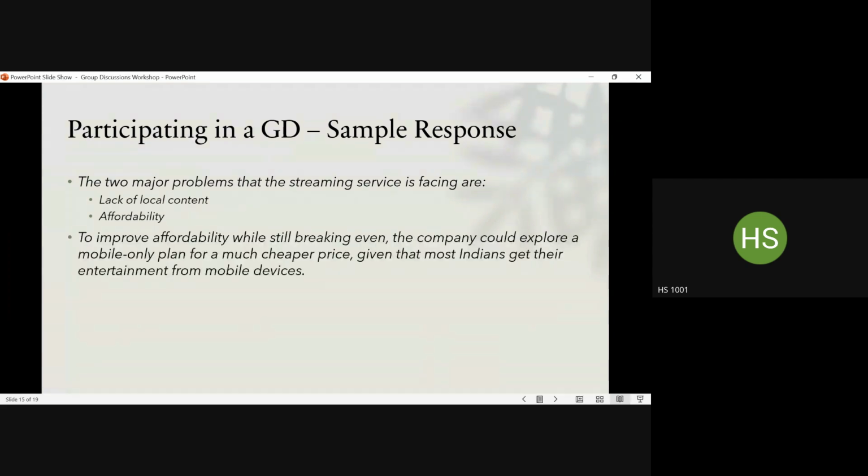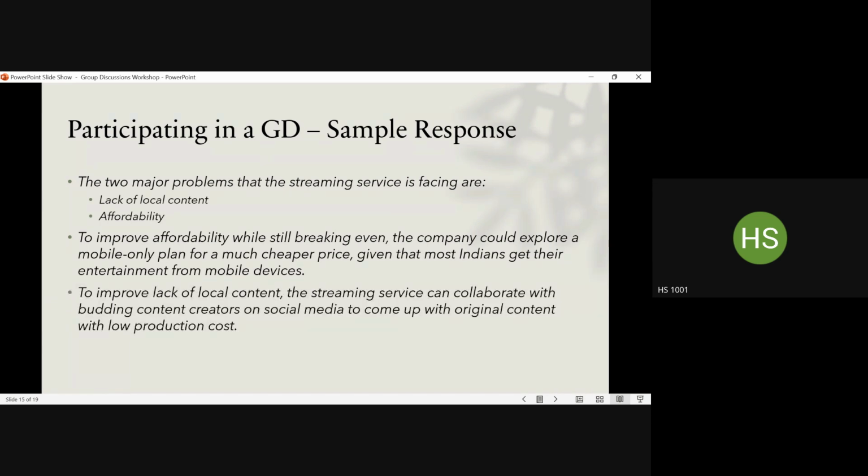Then you give your suggestions. To improve affordability, what can you do? The company can explore a mobile only plan for a much cheaper price, given that most Indians get their entertainment from mobile devices. To improve local content, the streaming service can collaborate with budding content creators. Two other suggestions: one suggestion in terms of affordability, one suggestion in terms of improving local content.